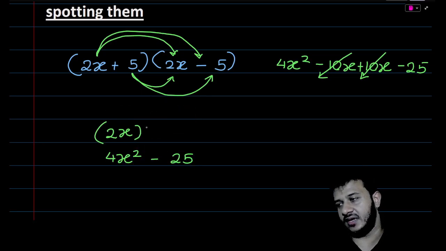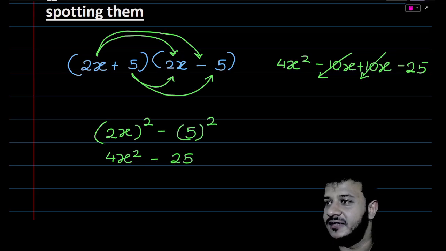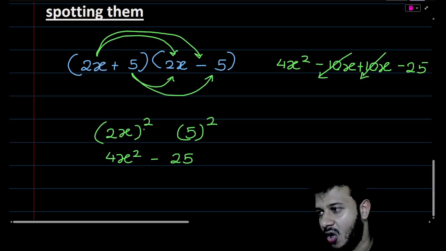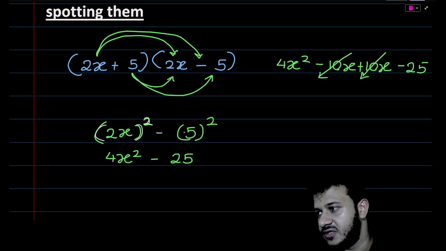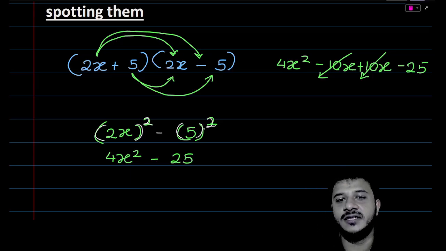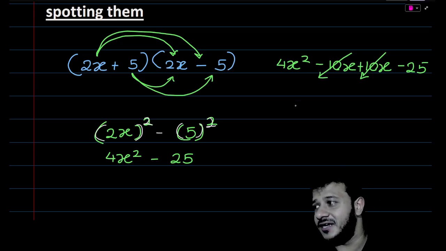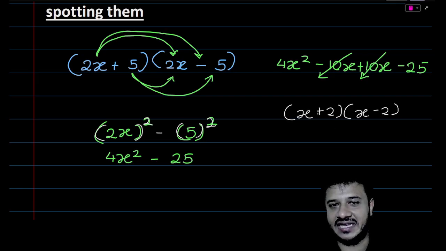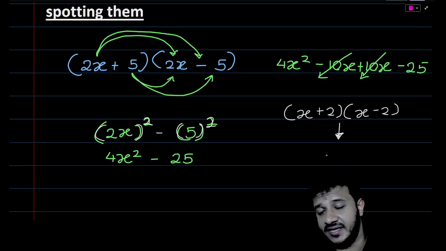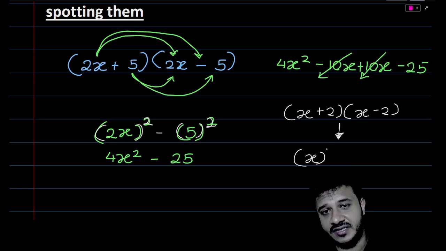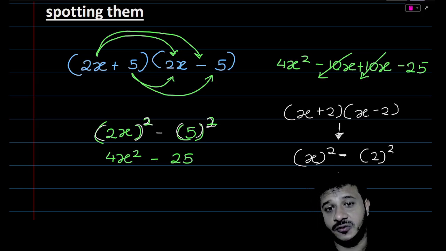2x to the whole square is 4x square, and 25 means 5 to the whole square. Can you see? Difference means minus of two square terms. Difference of two squares. So if you ever see x plus 2, x minus 2, you can see both terms are exactly the same apart from plus and minus in the middle. In those moments you don't have to expand it, you can straight away write first term square, second term square, and a minus in the middle, difference of two squares.